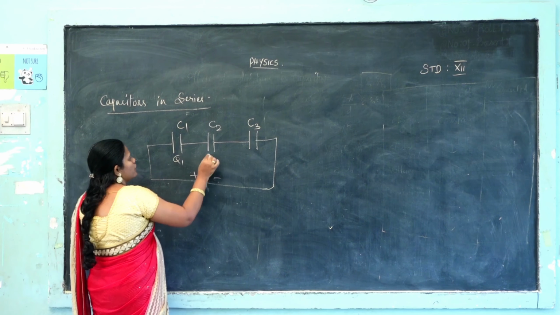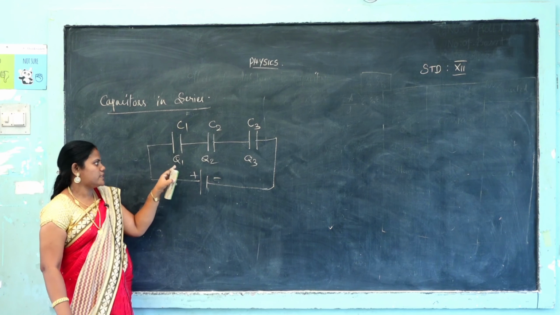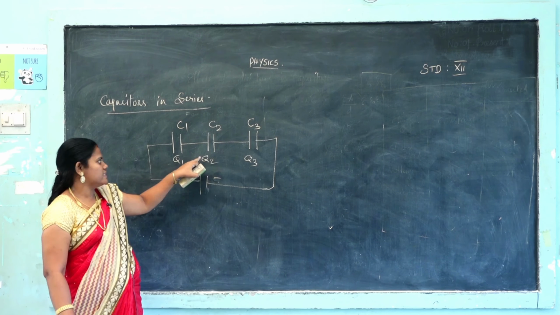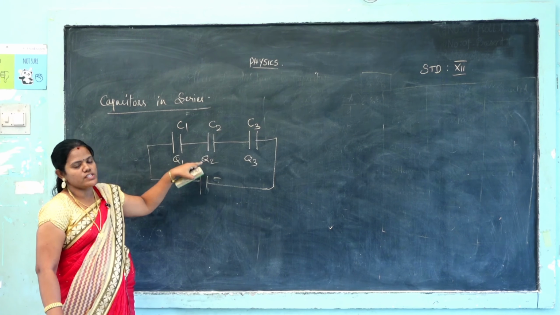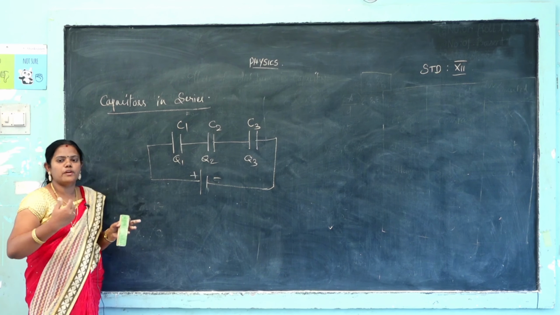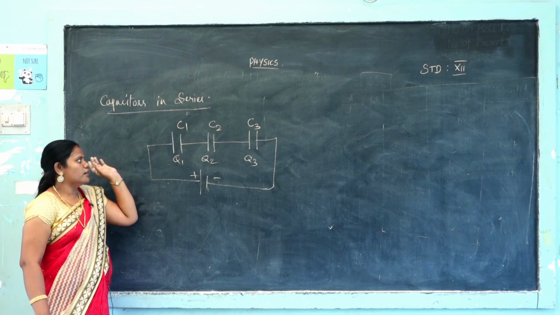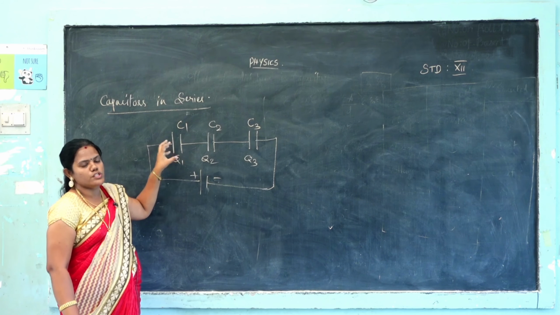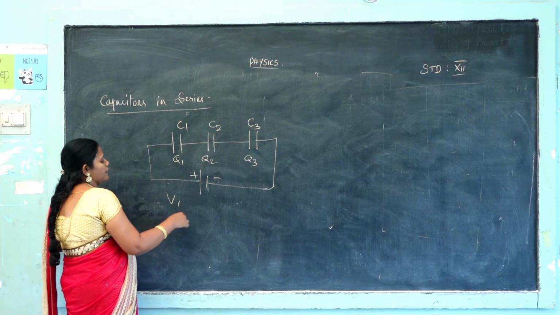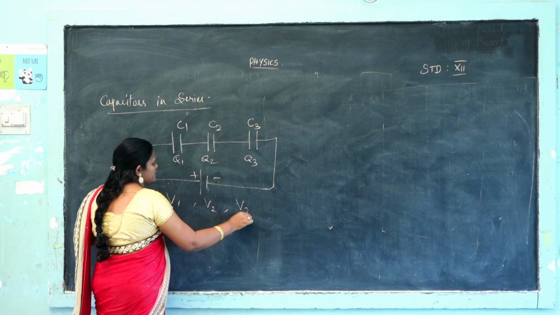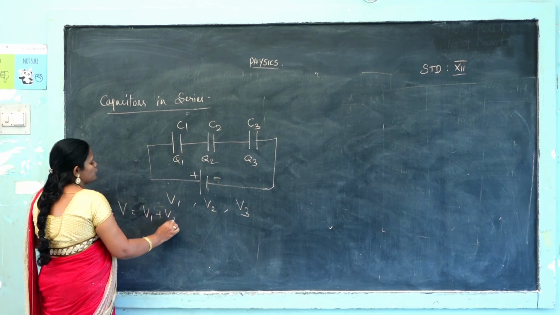Q1, Q2, Q3 are the charges, and the potential difference we will calculate. The potential difference will differ for the first, second and third capacitance, because the voltage falls from the first terminal to the second terminal, so the voltage automatically drops between the two plates. So the voltage of the first capacitor is V1, of the second capacitor is V2, and of the third capacitor is V3. So the total voltage V is equal to V1 plus V2 plus V3.